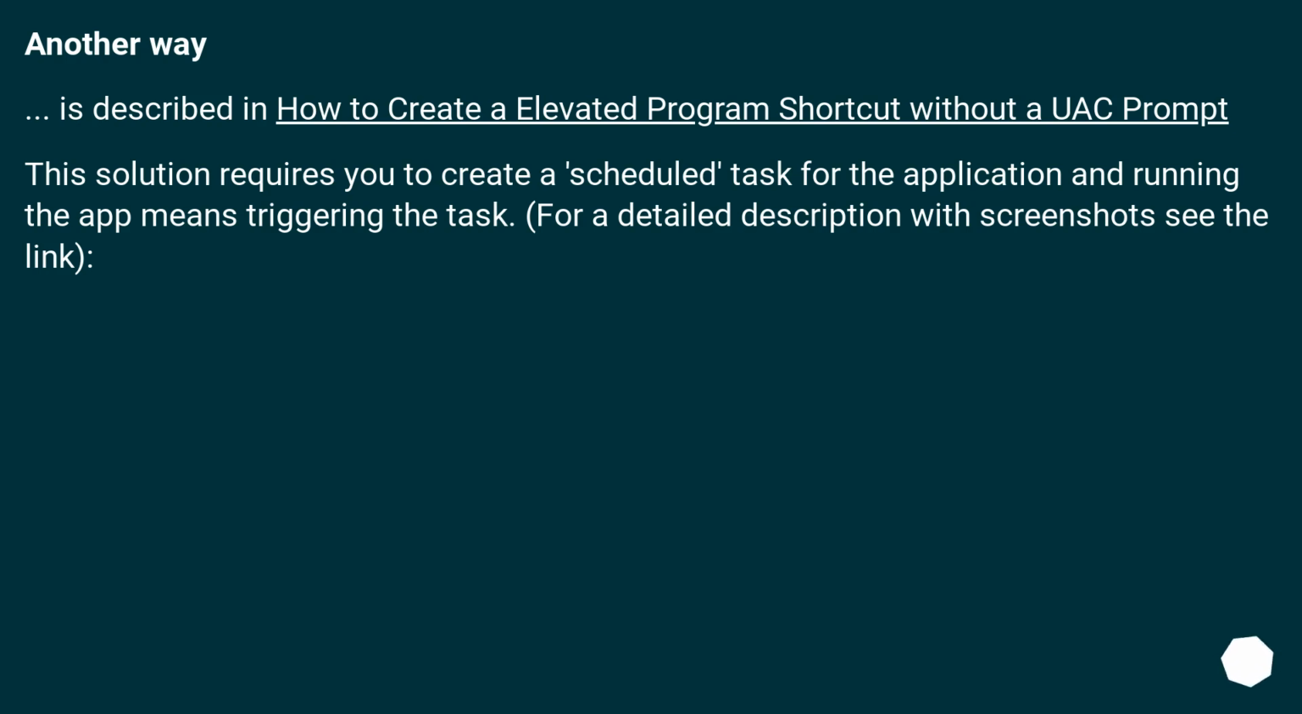Another way is described in How to Create an Elevated Program Shortcut Without a UAC Prompt. This solution requires you to create a scheduled task for the application, and running the app means triggering the task. For a detailed description with screenshots, see the link.